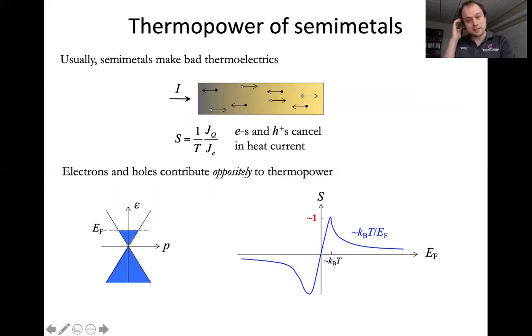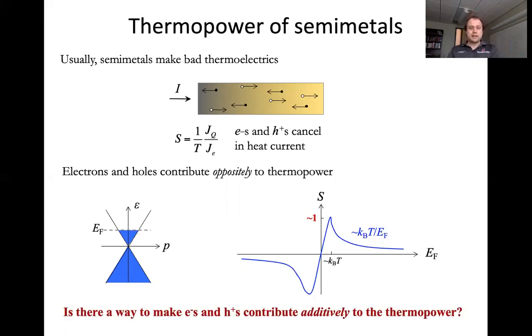And the way to think about this in terms of moving the Fermi energy is that when the Fermi energy is very big, your system looks like a metal. It has thermal power kBT over E Fermi. But then when you bring the Fermi energy down, so the Fermi energy is smaller than kBT, then you start to excite holes in the valence band. And those holes cancel the electrons in terms of their thermal power. And so as you come back down towards zero, the thermal power goes back to zero and reaches a maximum of order 1 or kB over e.